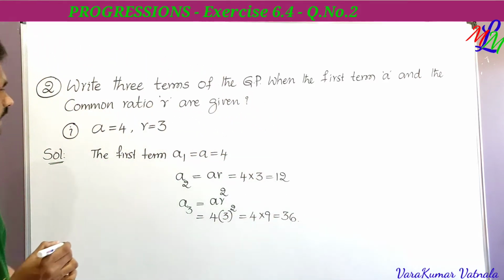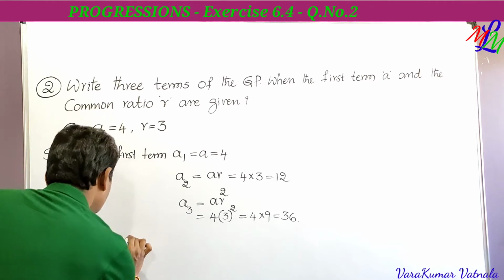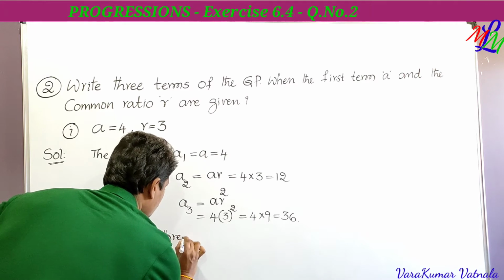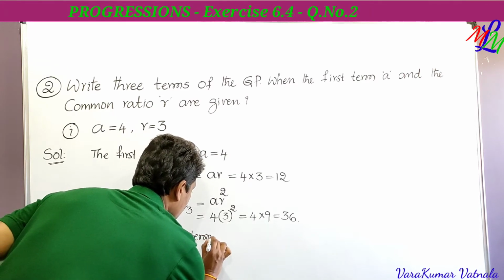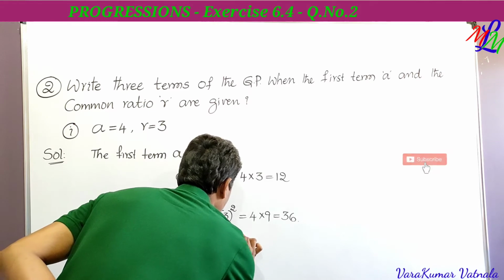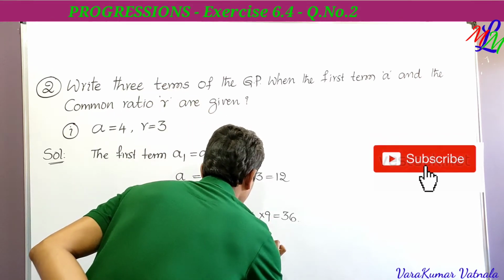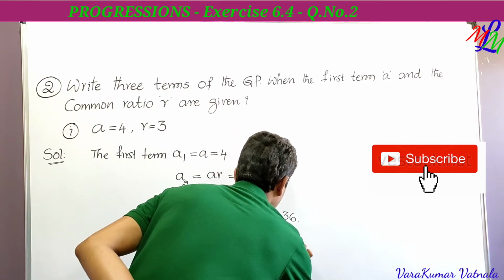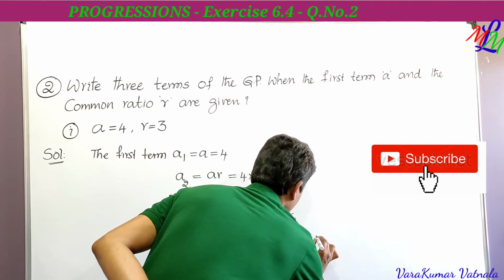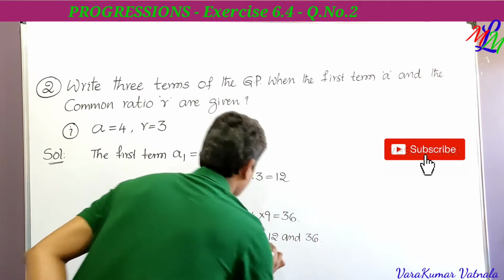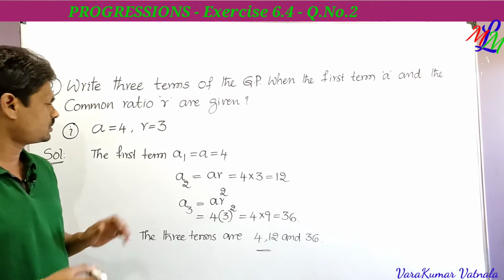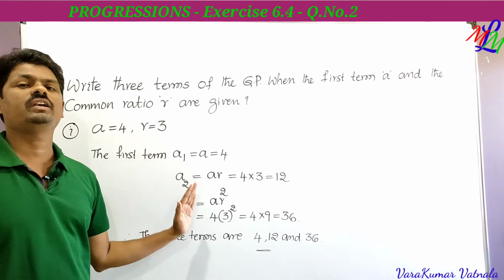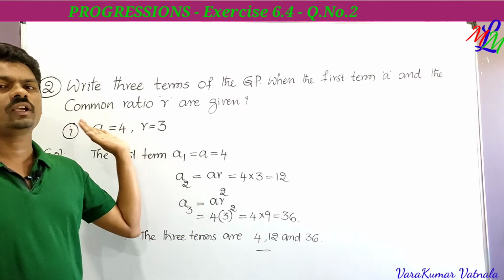So therefore the three terms are: first term is 4, second term is 12 and the third term is 36. So these are the three terms of the given geometric progression. Here A is equal to 4, R is equal to 3 is given, and he is asking us to find the three terms. So student, this is the second problem.